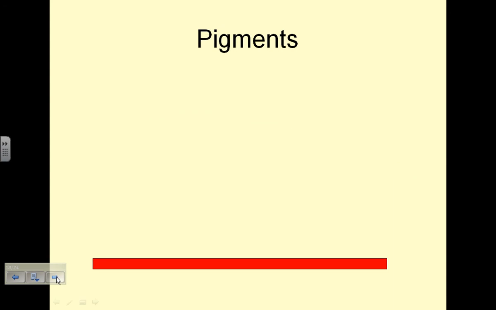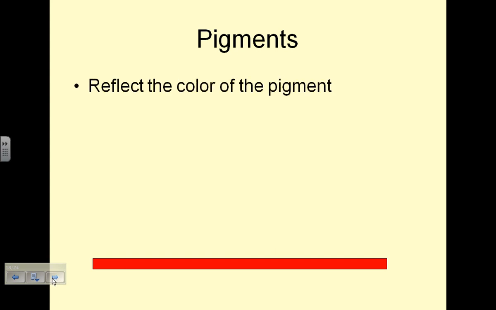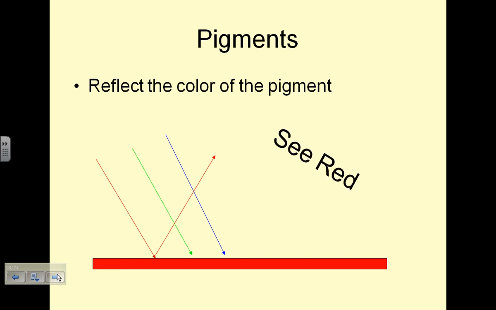Pigments. Pigments reflect the color that they are. So if we have a red pigment, it has a molecule that absorbs all the colors except red. So we have red light coming in, we have green light coming in, and we have blue light coming in. So we just have white light. The only color that is reflected is red, and that's why you see red. The other two colors are absorbed.